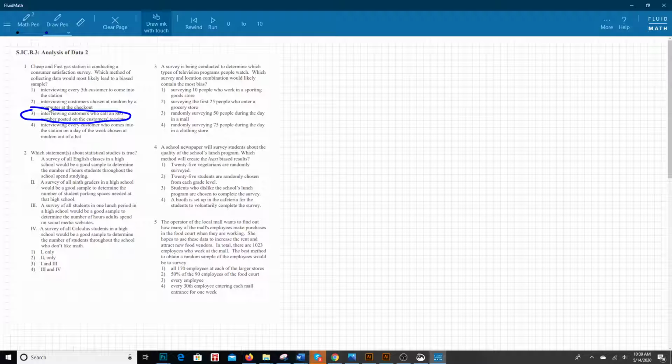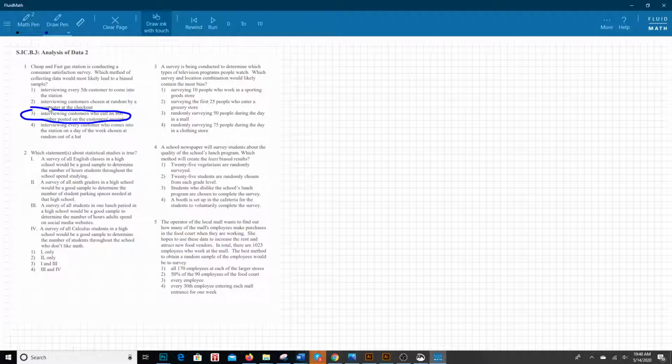Which statement about statistical studies is true? A survey of all English classes in a high school would be a good sample to determine the number of hours students throughout the school spend studying. A survey of all ninth graders in a high school would be a good sample to determine the number of students' parking spaces needed at the high school. A survey of all students in a lunch period in the high school would be a good sample to determine the number of hours adults spend on social media websites. A survey of all calculus students in a high school would be a good sample to determine the number of students throughout the school who don't like math.